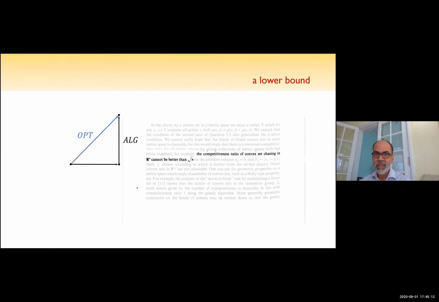And so you paid the 2 dimensions, whereas you should have paid the hypotenuse. So again, Pythagoras makes you lose the square root of d, the square root of 2 in 2 dimensions, square root of d. And this gives you a sense that the nested body chasing problem is square root of d far away from being solvable. But maybe we can do square root of d comparative analysis, comparative ratio.